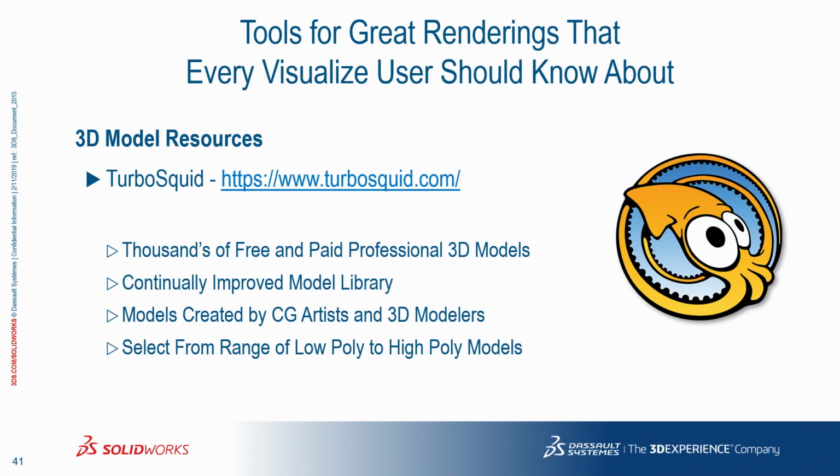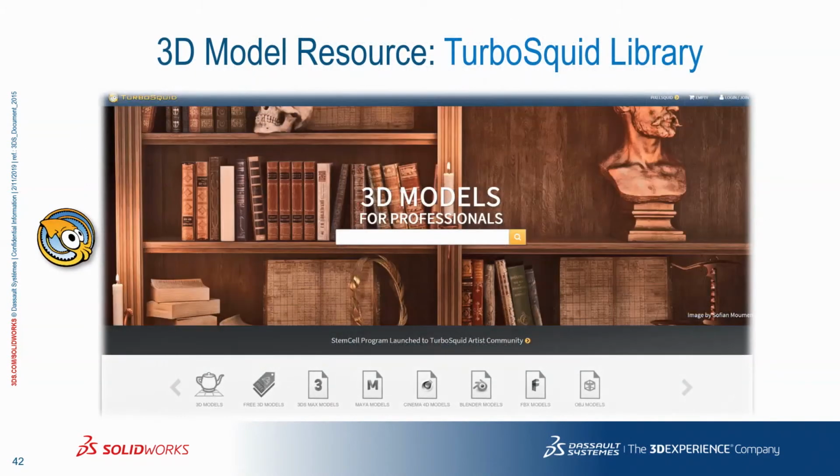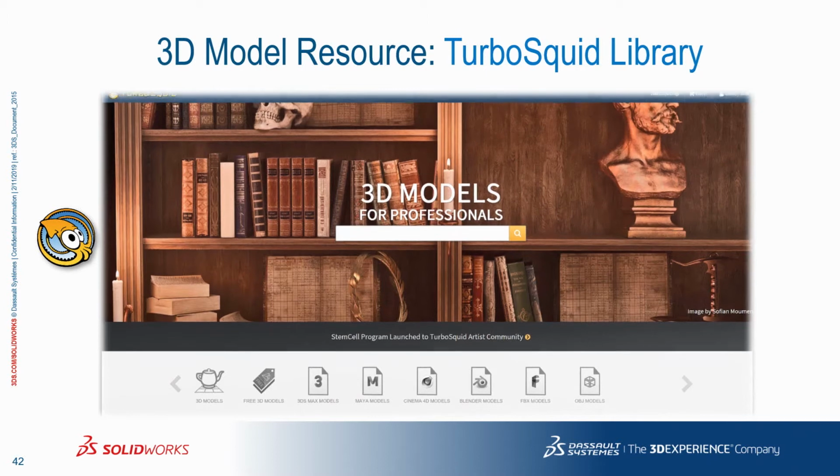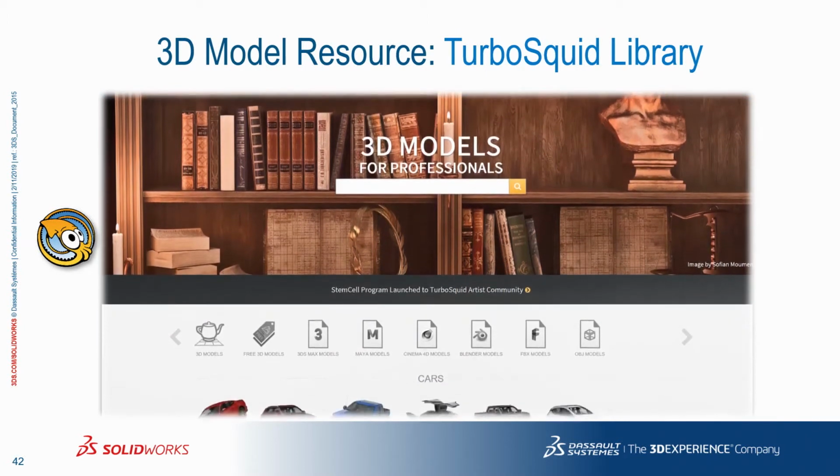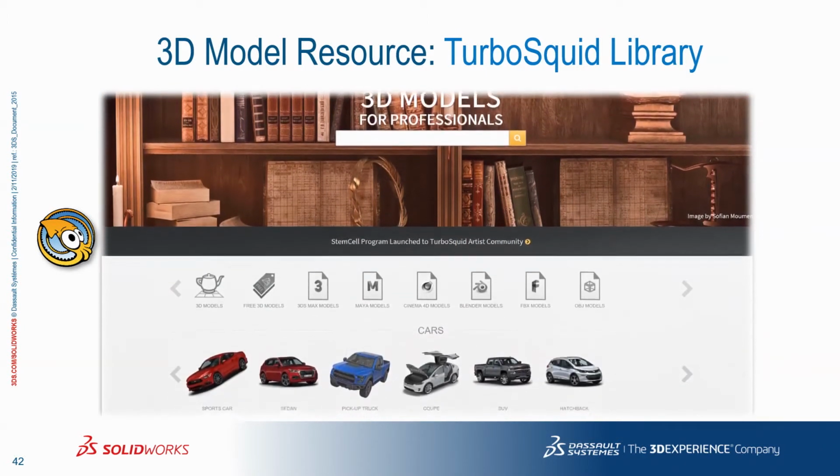It's a continually improved model library, so it's being contributed to by many, many artists all the time, and you can buy these models from them. You select from a range, again, of the low and high poly models. So here's an example of that. This is turbosquid.com. You can go in and choose from many, many different categories.